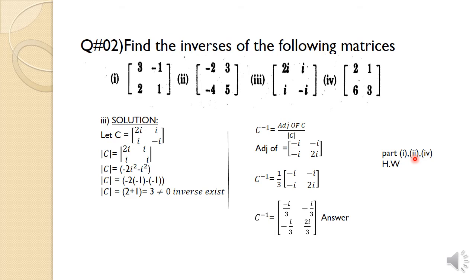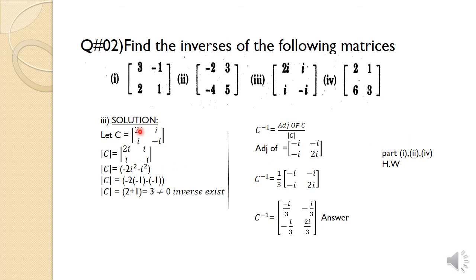Student, you have to simply memorize it for the inverse of a matrix of order 2 by 2. First you have to take the determinant. What is the necessary condition for the existence of an inverse of a matrix? That determinant must be not equal to 0. If the determinant equals 0, then the inverse does not exist.